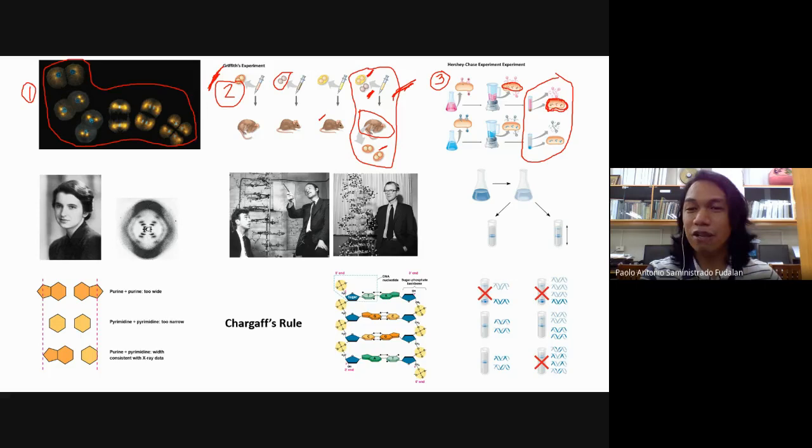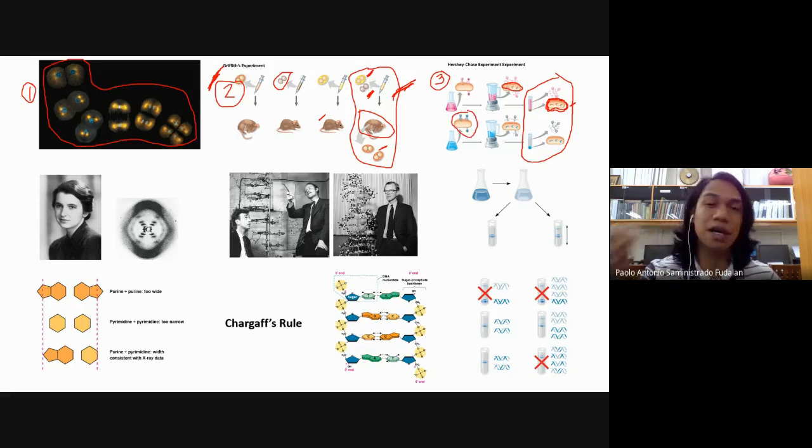And then later on, they found out that the sulfur label did not enter the bacterial cell. So meaning to say the sulfur labeled the protein, so the protein was not the one that went into the bacterial cell. And so in the second experiment, this time they labeled the DNA inside the bacteriophage.